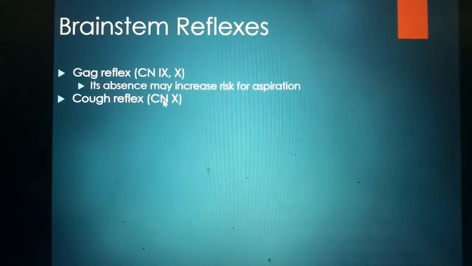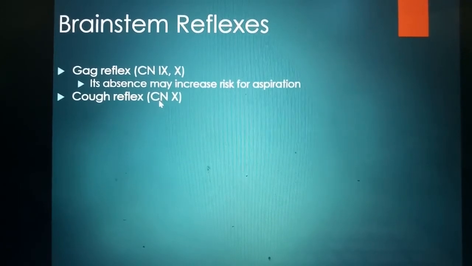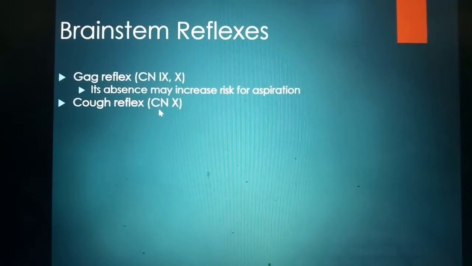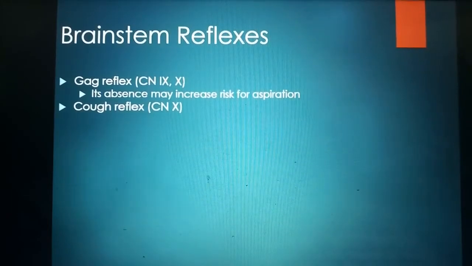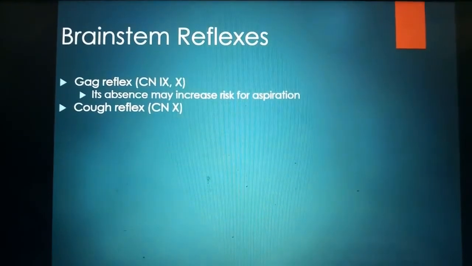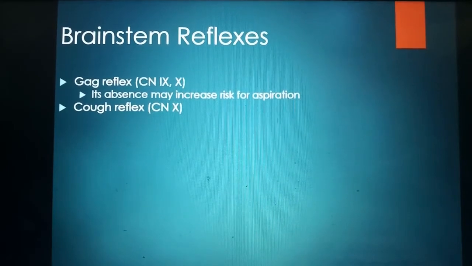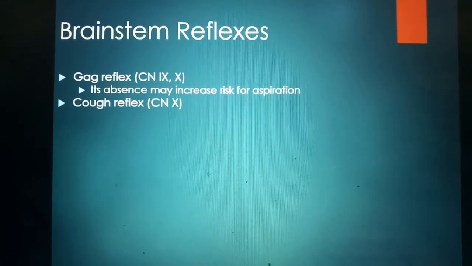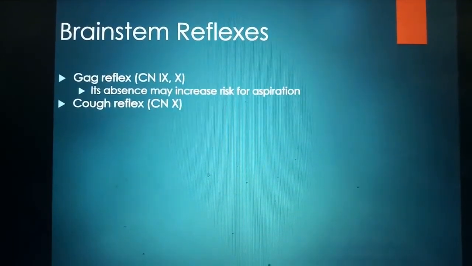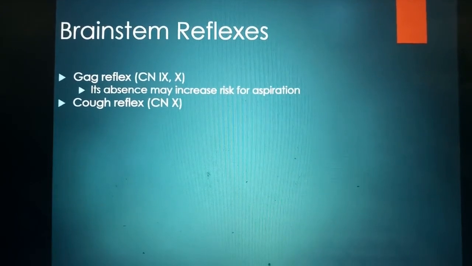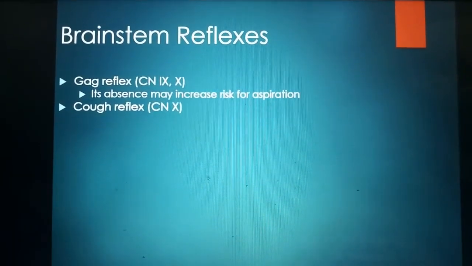So then the gag reflex and the cough reflex. These are brainstem reflexes. Gag reflex means when you eat, you gag. So when a person does not have this gag reflex, they can aspirate, that is they can swallow, and the food or anything that they eat can go to the windpipe, and that can cause serious problems in the lung. A lot of people die because of aspiration pneumonia.